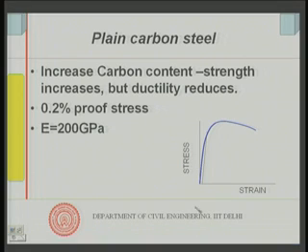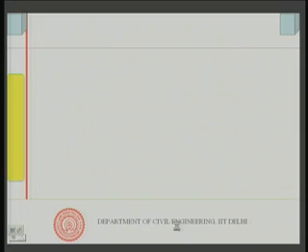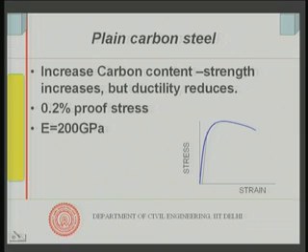What I will do is draw a line parallel to my stress strain curve at 0.002 strain.